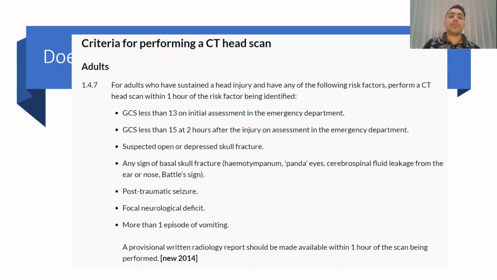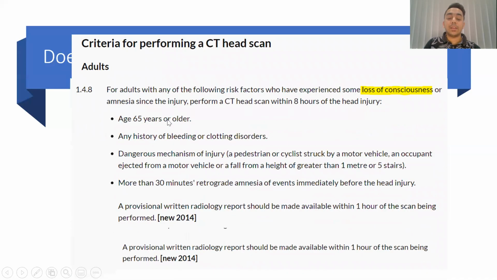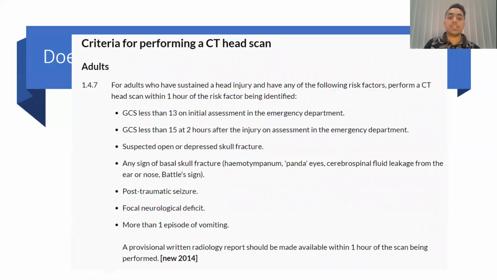Here is the criteria for performing a CT head scan, and these are the CT head scan guidelines set out by NICE. You want to make sure if the patient meets any of these criteria, and if the patient does, then you want to refer them to the CT department for a head CT. Now here, the GCS should be less than 13, but the patient does not have a GCS of less than 13, but 13 on the mark. Another criterion is GCS less than 15 at 2 hours after injury on assessment in the ED.